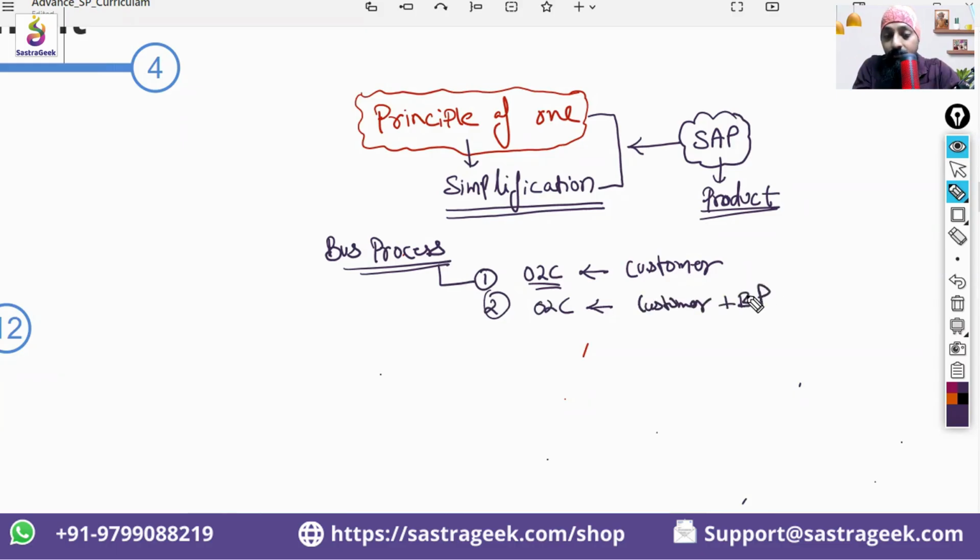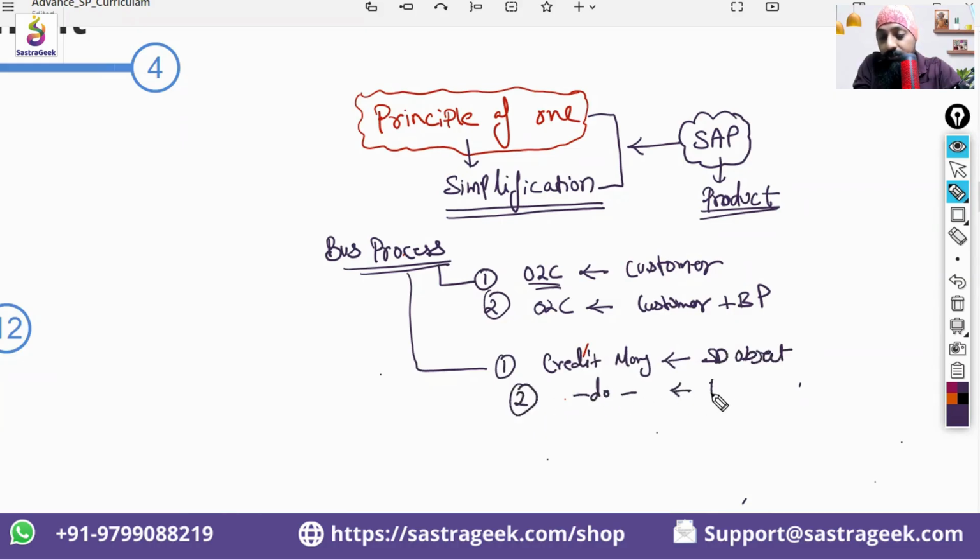The same way, there can be another business process. For example, credit management in ECC: you can manage it through the SD object, or you can also do credit management through FSCM in ECC. Different processes are available, and that is not only for this; it is at multiple points. You will see that the same thing can be done in SAP in different ways. That's where SAP thought that when going to S/4HANA, we also need to simplify the product.